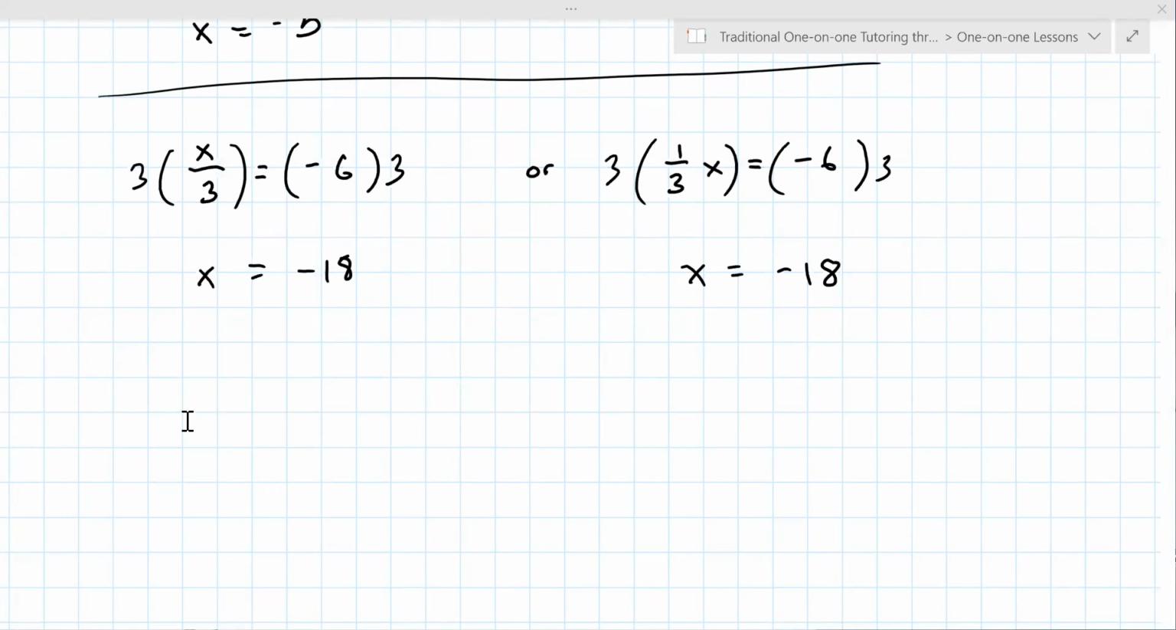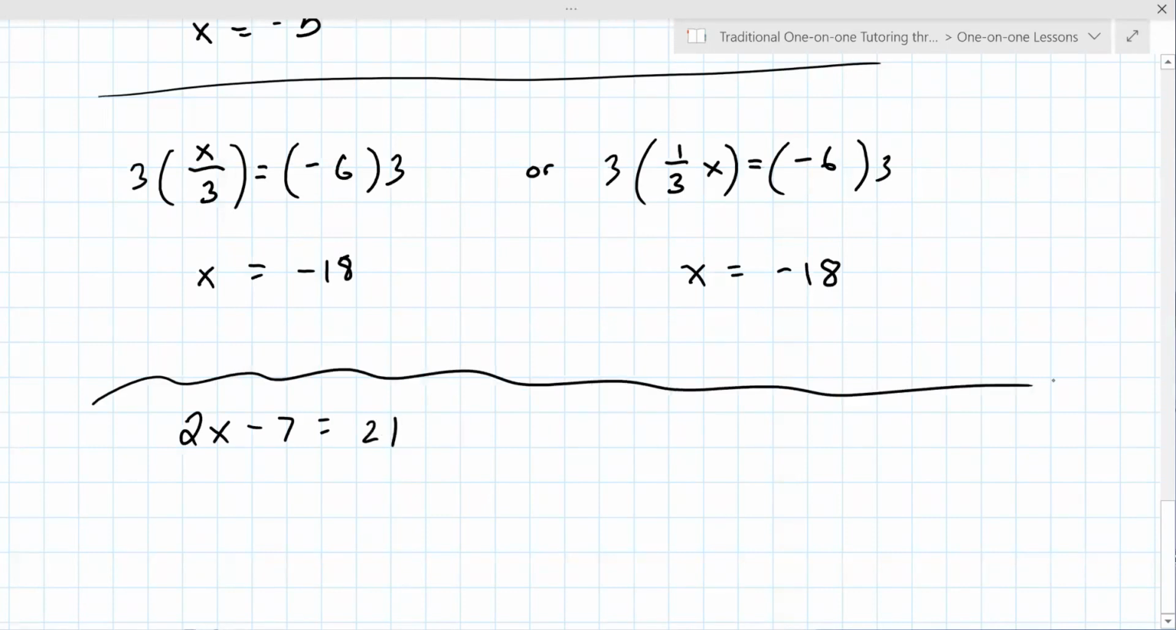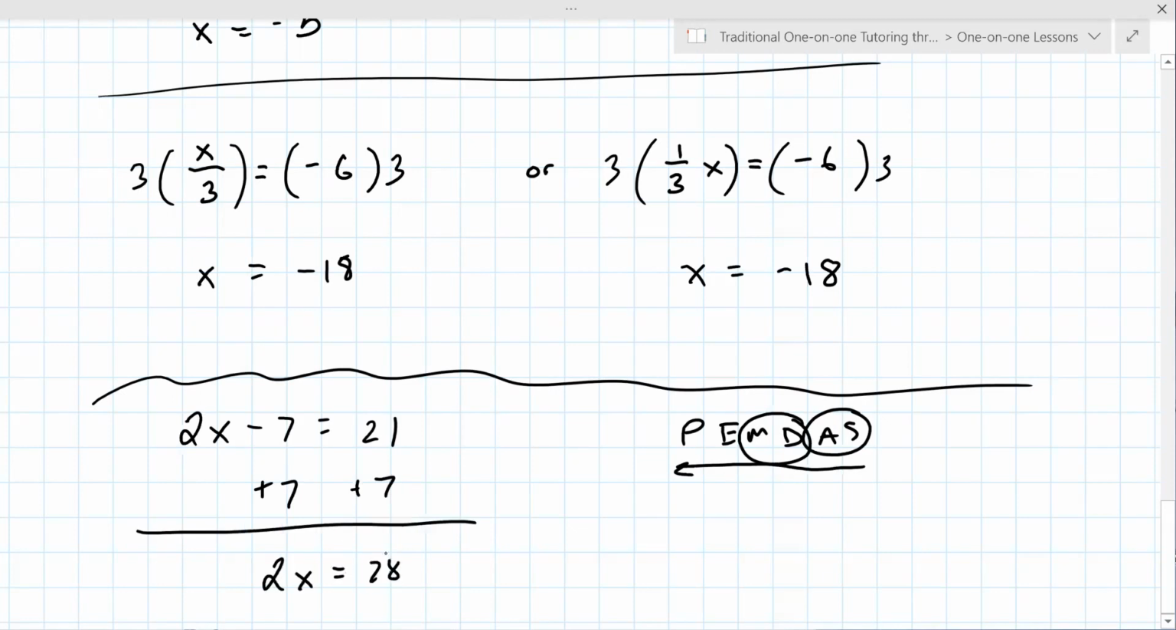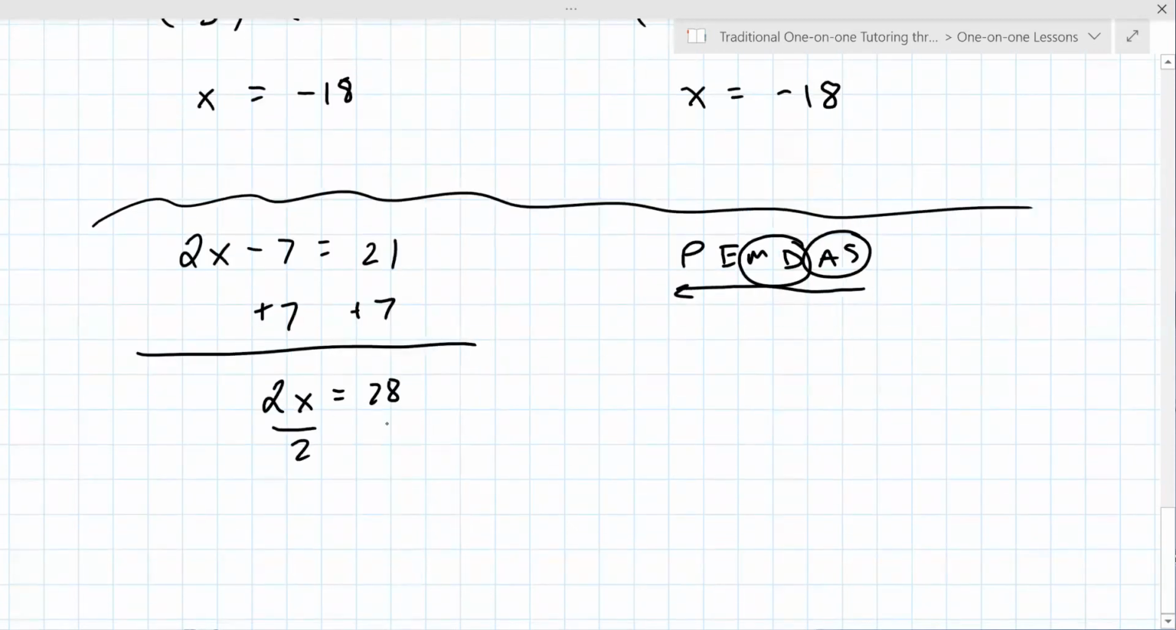Okay, so let's try another one. Let's say it's 2x minus 7 equals 21. Okay. So you add 7 on each side. So when you're solving, you work backwards, meaning you undo addition and subtraction before multiplication and division. So you add 7, and then you get 2x equals 28, and then you divide by 2 to get x equals 14. Yeah, I get that. I got it.